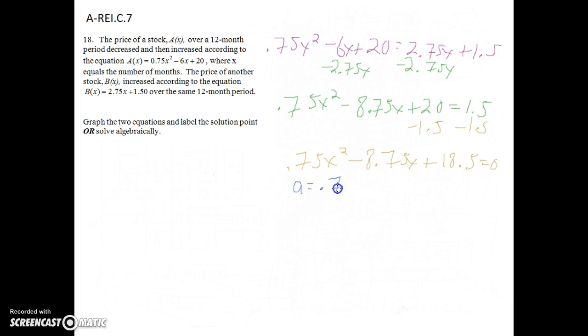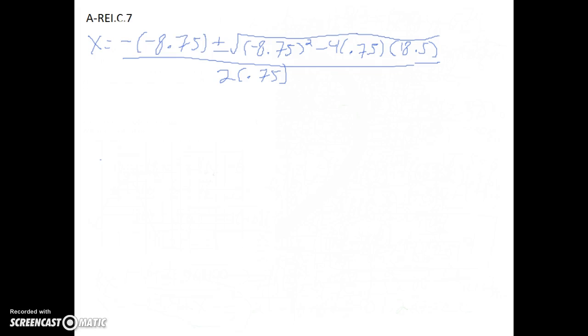So a is 0.75, b is negative 8.75. Wow, I put the decimal in the wrong spot. It's negative 8.75, and c is 18.5. Okay, so I'm going to pause this and put it into the quadratic formula. To give myself a bit more room, I went ahead and deleted everything else from this screen. So once we get it all plugged in, we want to start simplifying it.